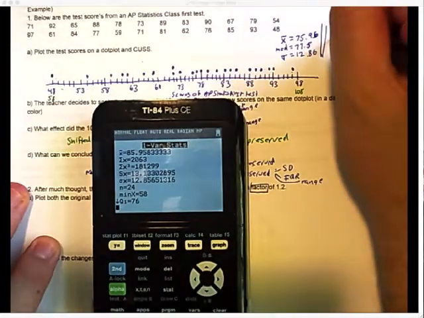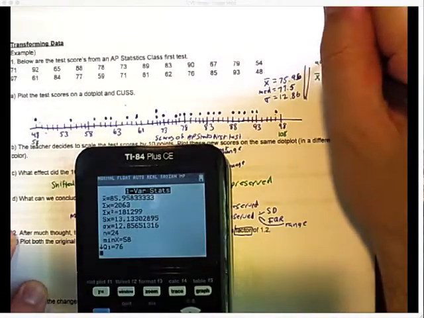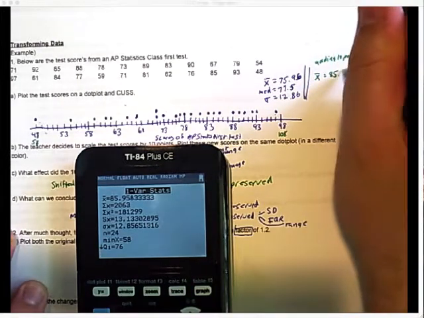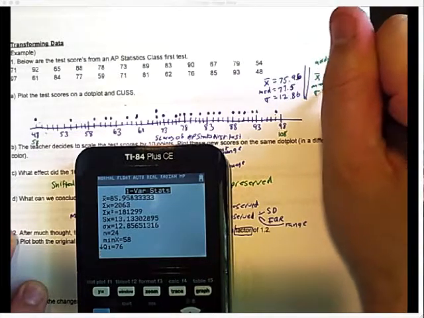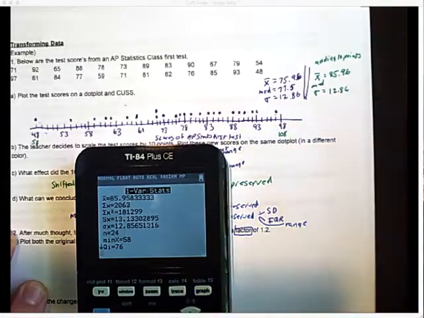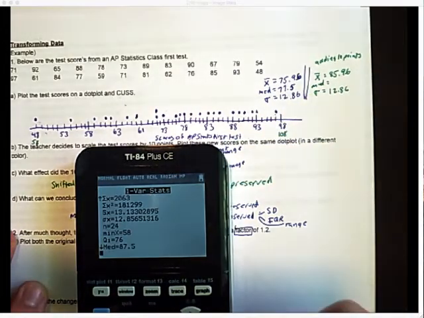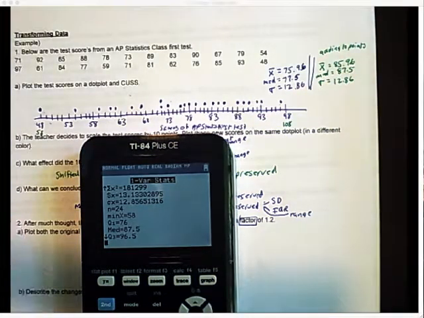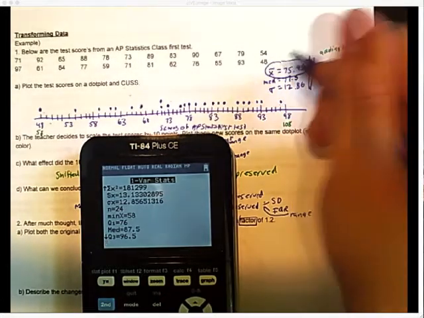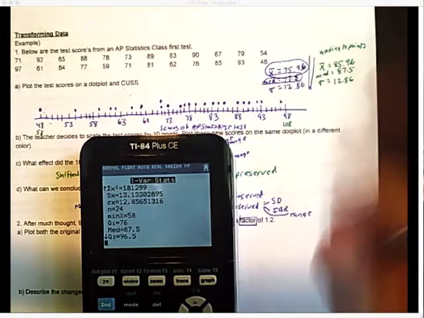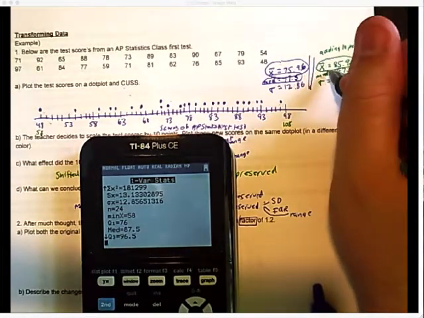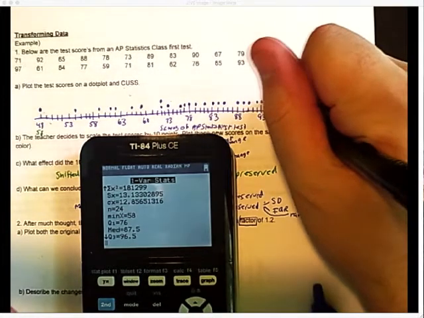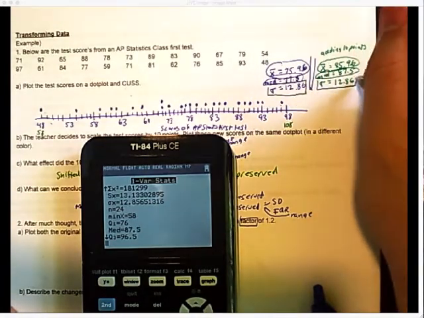So look over here. The X bar when I added 10 points is 85.96. The sigma is 12.86. The median, if I scroll down, is 87.5. So notice what happened to the center. Here was the original center, whether that's the mean or the median. But when I add 10 points, what did that do to the center? It added exactly 10 points to both of those. But what stayed the same? The amount of spread, or standard deviation, stayed the same.